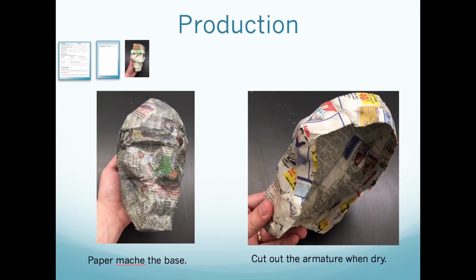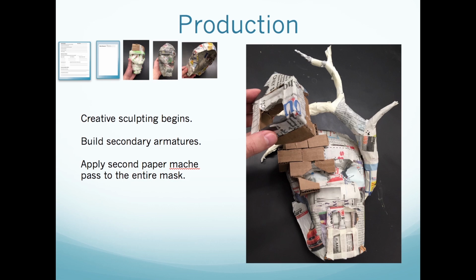Now once you've finished these three steps, finished your armature, then you paper mache this base. Once it dries, rip the guts out, and that will leave you with this mask base. Once the mask base is finished, then the actual creative artwork begins. Start to build what are called your secondary armatures. That would be all the stuff that needs to be sculpted to go onto the mask. Apply a paper mache pass to those as well. By that point, you'll have multiple layers built up in paper mache over your entire mask.